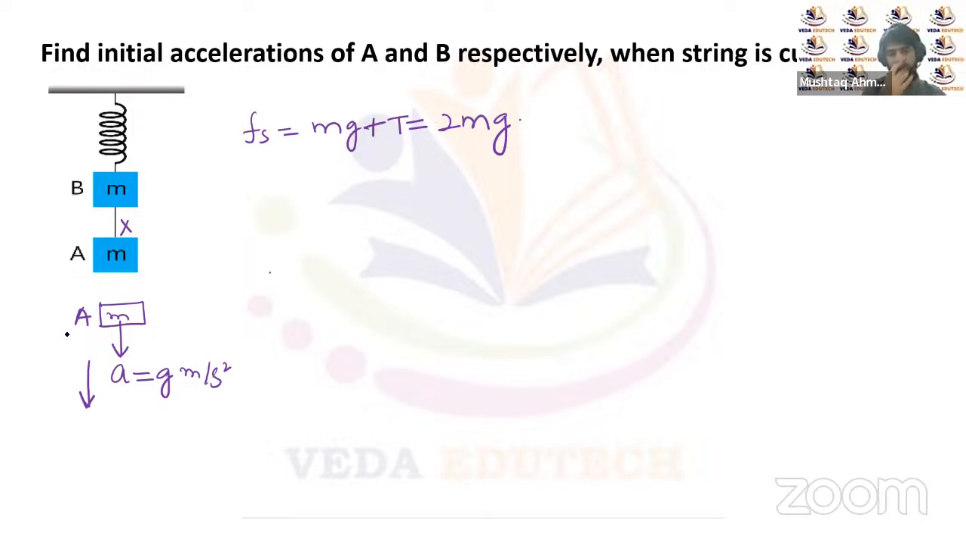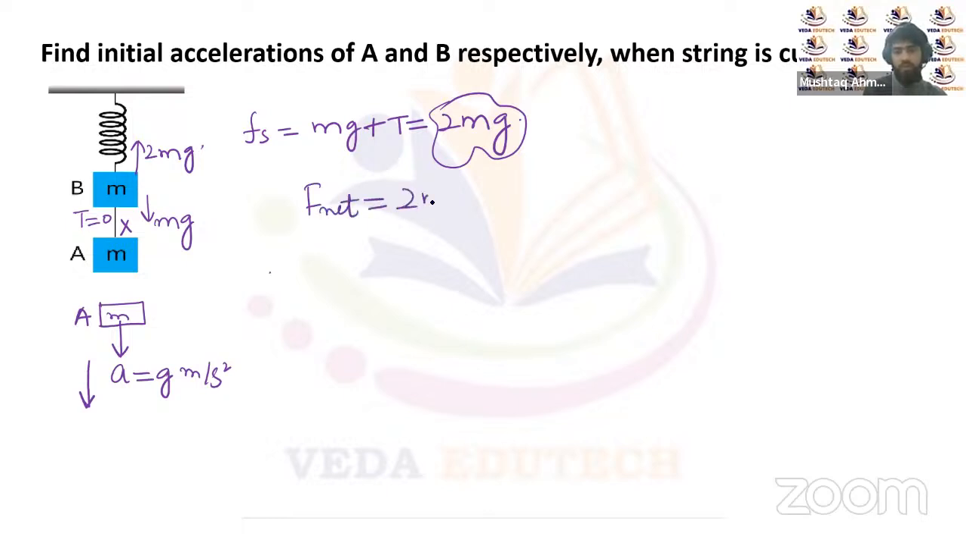But the question is, what is the sudden acceleration of this block B of mass m? At the time when the string is cut, the tension T becomes zero, and the force on this block at that instant will be mg in the downward direction. And we know that at that instant there is a spring force of 2 mg in the upward direction, right? 2 mg.